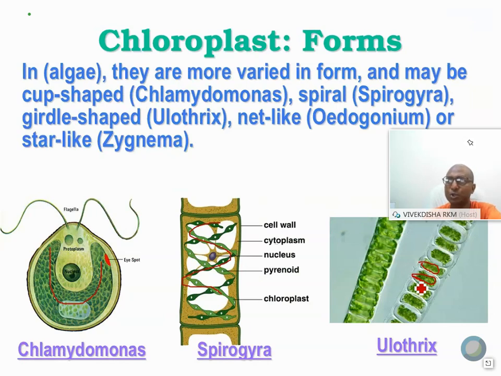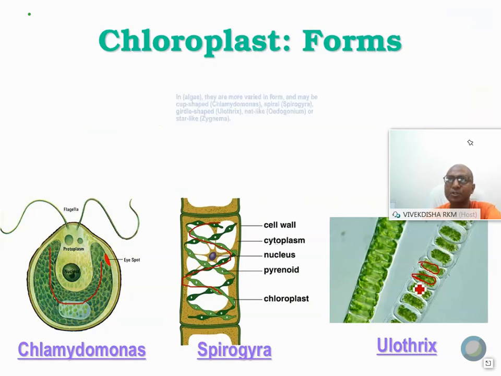Also net-like and star-like. I would also like to show you net-like and star-like. So several types of structures may be possible here. Chlamydomonas, please remember, do not forget, it belongs to group protist, not to plants, because they are unicellular. Others, right side and center, are multicellular, so they belong to group plants.